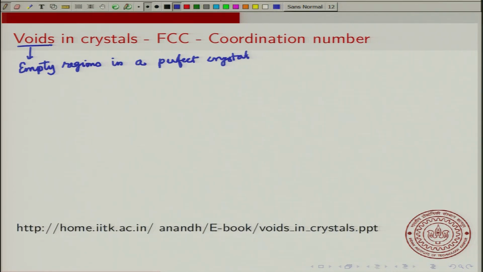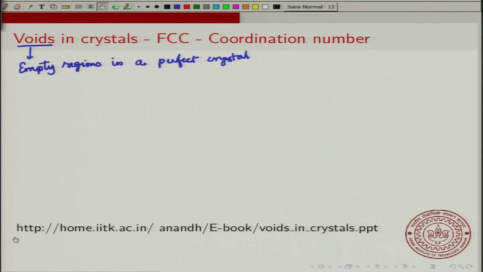Okay. And if you take the example of FCC, we'll first take the example of FCC, and then we'll introduce the idea of coordination number of a void. So we'll show that even the void, which is not an atom, you can also talk about coordination number of the void. We'll start with FCC and then we'll look at some other structures.